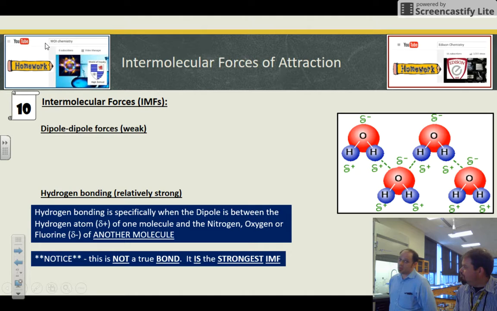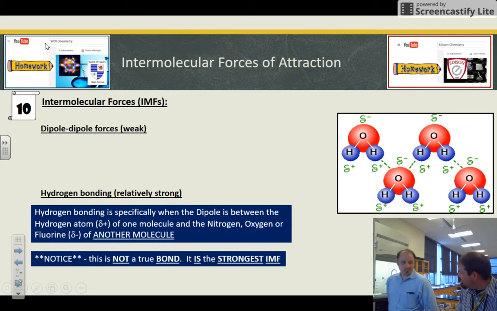It's not truly an actual bond, it's just the strongest IMF, intermolecular force, that we will be speaking of. You've got to know it's not a true bond. And the reason why it's so tricky is we call it hydrogen bonding.